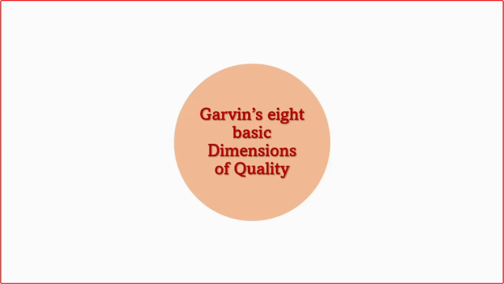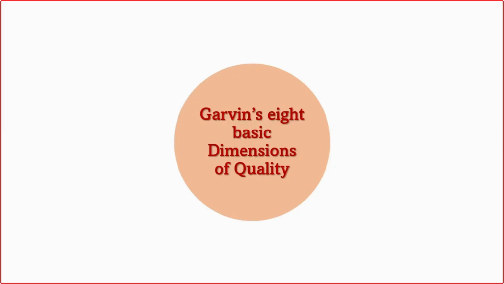Hello guys, today we are going to learn about Garvin's 8 basic dimensions of quality. Why are these 8 basic dimensions of quality given by Garvin? In the particular case when the designer doesn't want to reach out to the users and wants to design the product sitting in the office, then Garvin thought we can have these 8 basic dimensions of quality in any product and we can design accordingly.